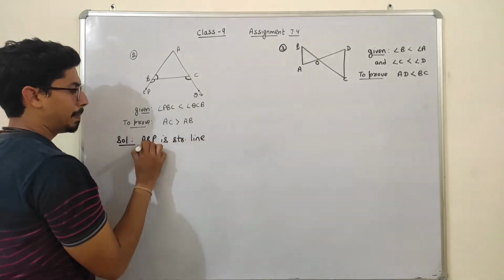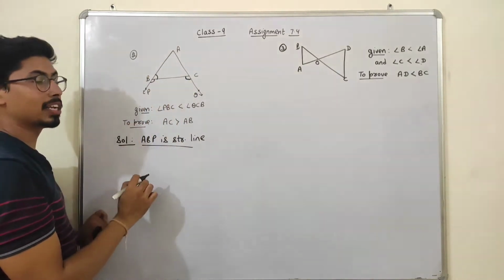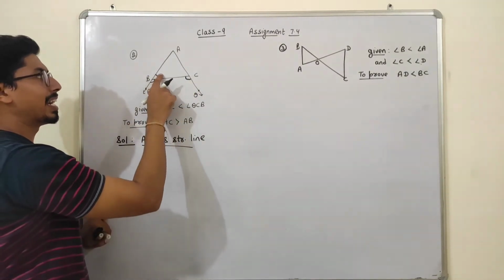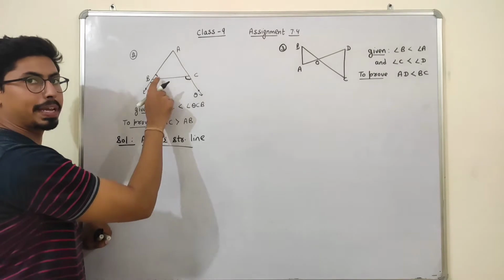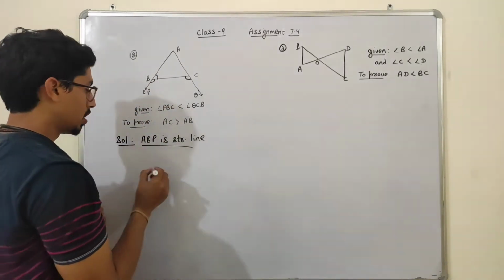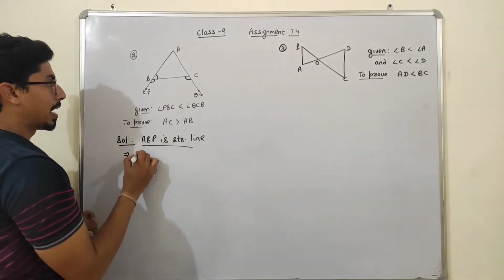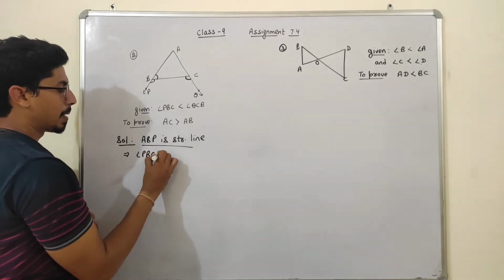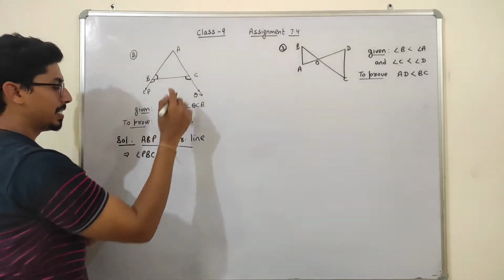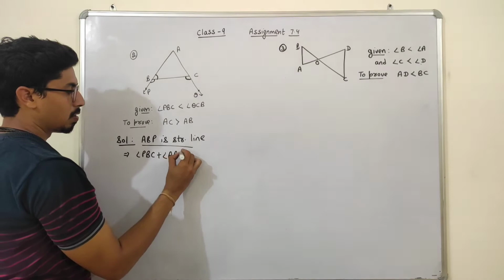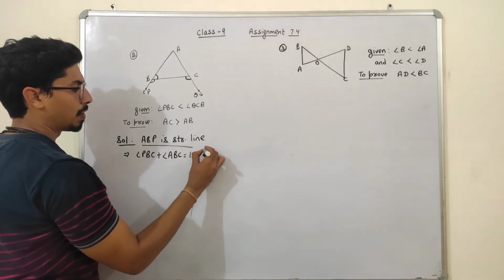Okay, ABP is a straight line. So I can say that this angle and this angle, the sum of these two will be 180 degrees because of linear pair. This implies angle PBC plus angle ABC will be 180 degrees because of linear pair.